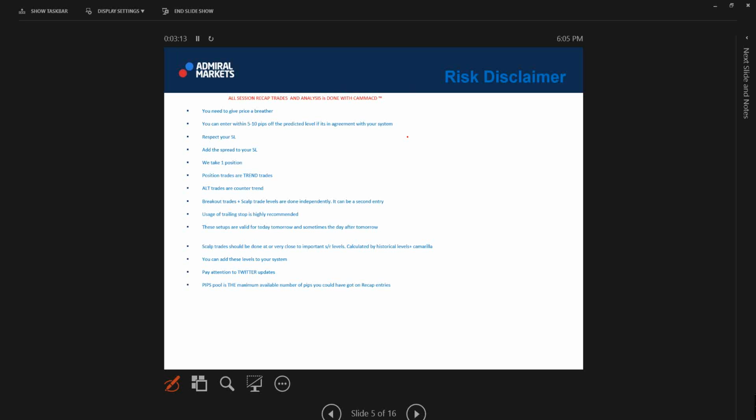Okay, usage of a trailing stop is highly recommended, and these setups are valid for today, tomorrow, and sometimes the day after tomorrow. Scalp trades should be done at or very close to important support resistance levels. Scalp trade levels are calculated by historical levels and Camarilla. You can add these levels to your system, and definitely pay attention to my Twitter updates, because I will usually update my Twitter if something unexpectedly happens, or if we want to reverse a trade. Then the term pips pool is the maximum available number of pips you could have got on recap entries.